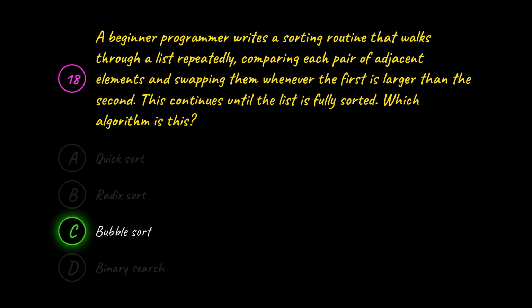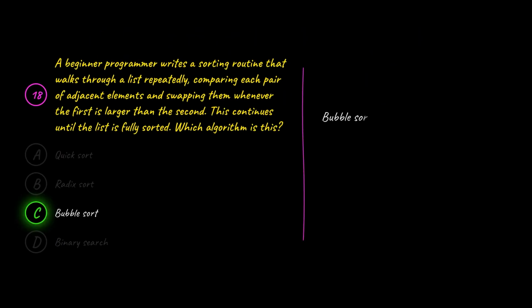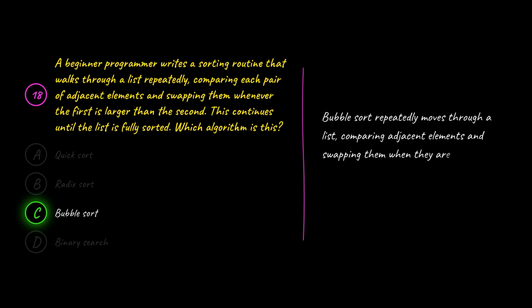The correct answer is C. Bubble sort. C is correct because bubble sort repeatedly moves through a list, comparing adjacent elements and swapping them when they are in the wrong order. It is simple to implement but slow for large lists of items.